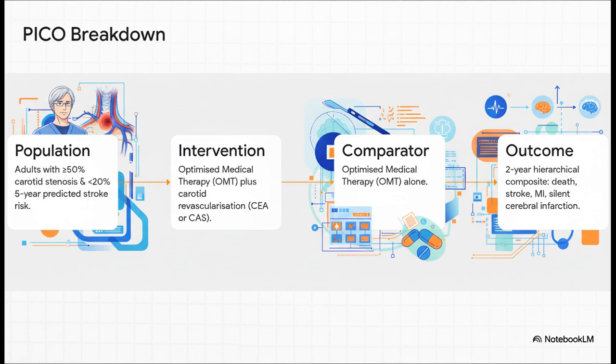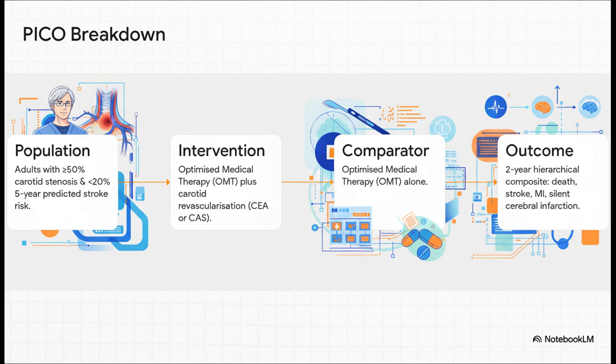So, the population: this was adults with carotid stenosis of 50% or greater. Now, critically, this included asymptomatic patients and symptomatic patients, but only those with a low to intermediate predicted 5-year ipsilateral stroke risk, that's less than 20%, calculated using the carotid artery risk score.